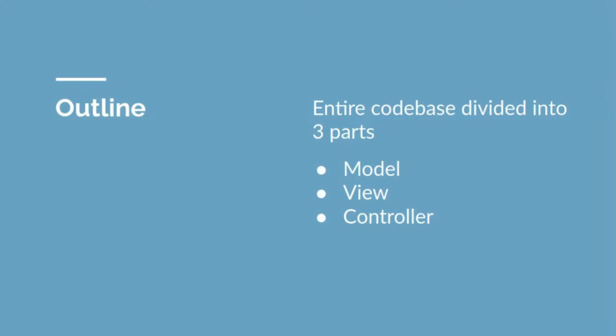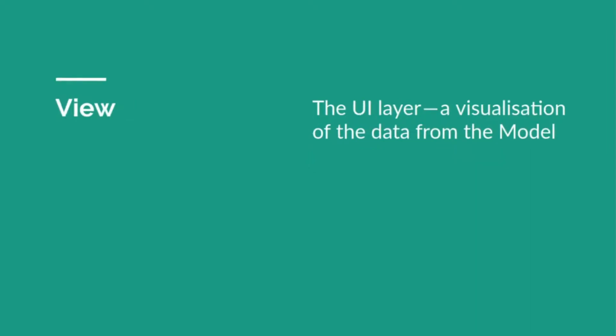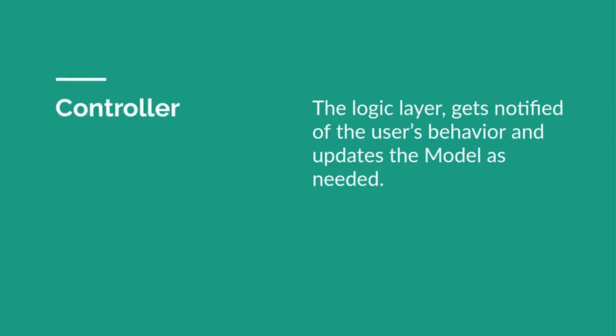So as I said, the entire code base is divided into three parts: model, view and controller. What does the model do? The model is actually a data layer responsible for managing the business logic and handling network or database API. Suppose you have a student database, where you have name, roll number, address, phones and everything like this. The variables for that student database are represented in your model class. Your view is the UI layer, which is a visualization of data from your model. And your controller is a logic layer, which has all the embedded logic, gets notified of the user's behavior and also updates the model as needed.